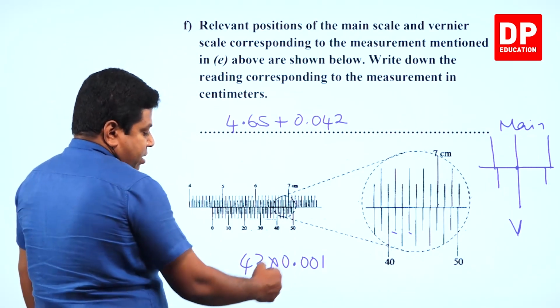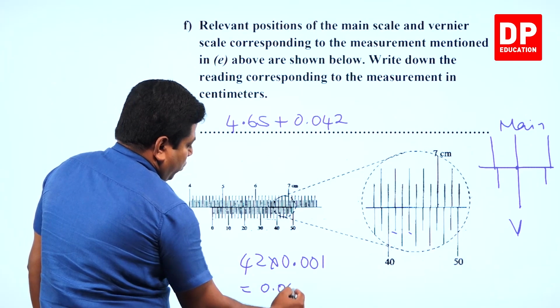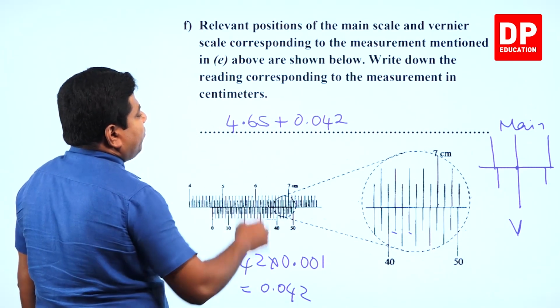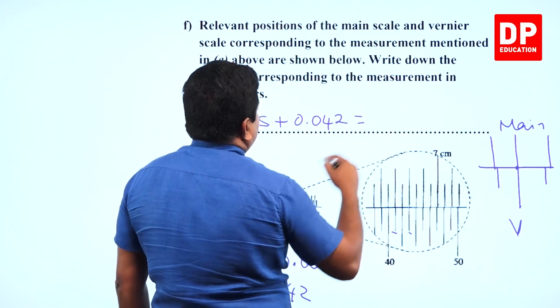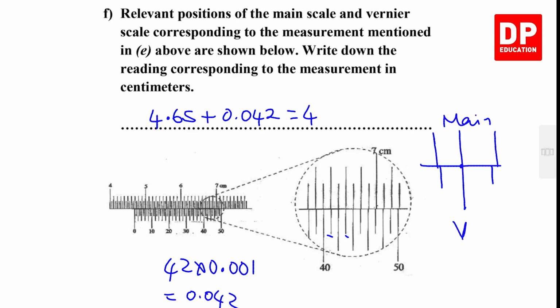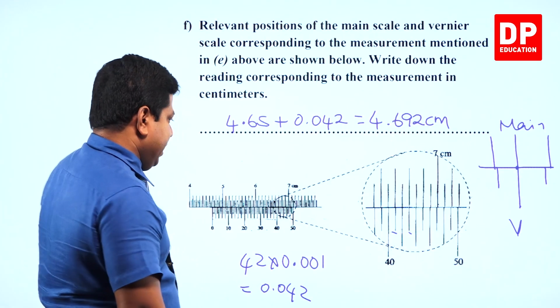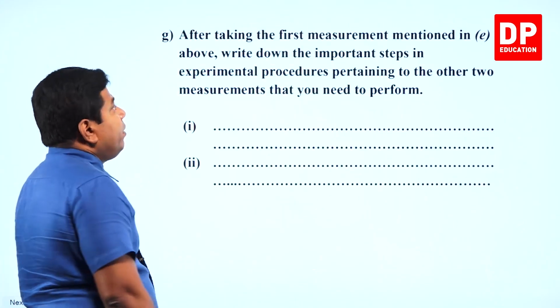That means this has to be 0.042. Add that to the main reading: 4.65 plus 0.042, what we get is 4.692 centimeters. 4.692 centimeters would be the reading. Correct? Vernier reading, you all are familiar with that.